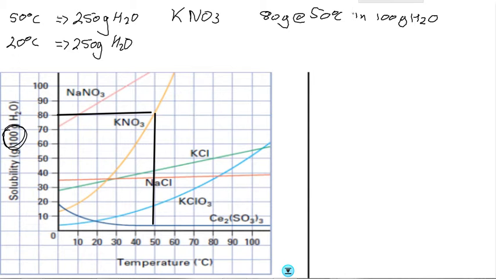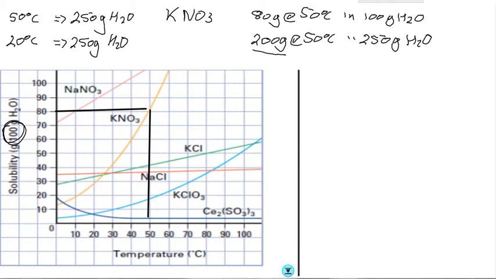Because 2.5 100s is obviously 250. So that means that we would have 200 grams at 50 degrees Celsius. This time, remember, it's 250 grams of water. So we've established what mass of our potassium nitrate will dissolve at 50 degrees Celsius if we have this time 250 grams of water.